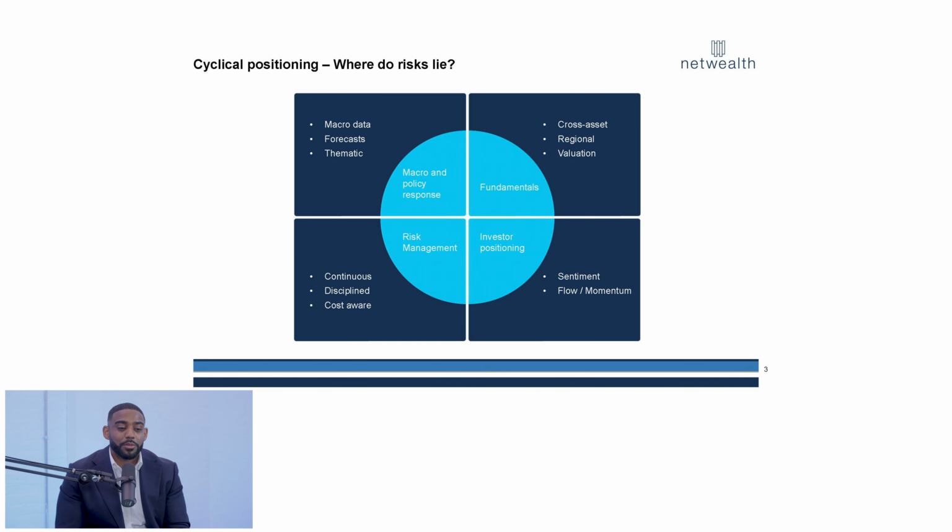So moving on to investor positioning, here we look at how investors are positioned, their sentiment, how they're feeling about the outlook for economies, specific asset classes, and also just the trend. As we know, markets can trend for some time and follow a specific path if there's no catalyst for a change or a redirection of that trend. So we pay close attention to these inputs as well.